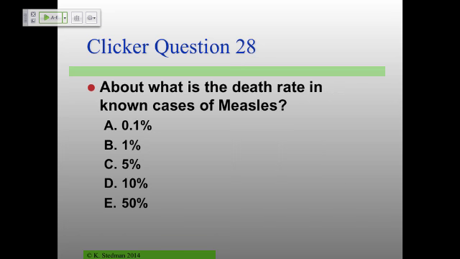So about what is the death rate in known cases of measles? 0.1, 1, 5, 10, or 50%? Again, these are the questions that I love to write because coming up with possible answers is easy.